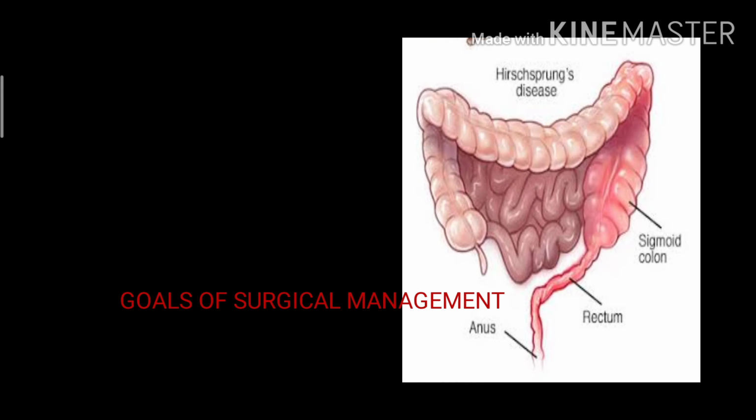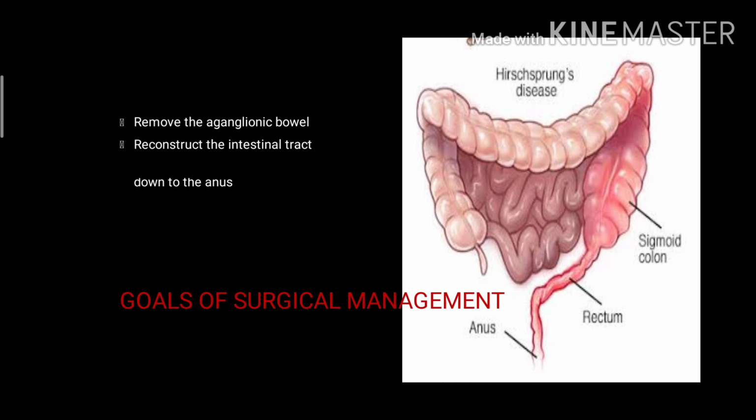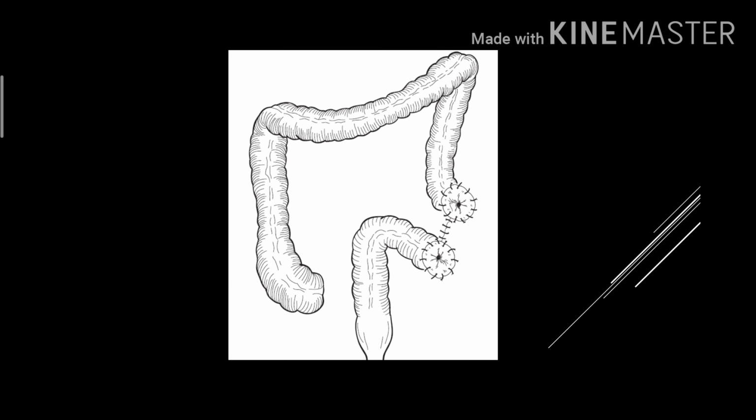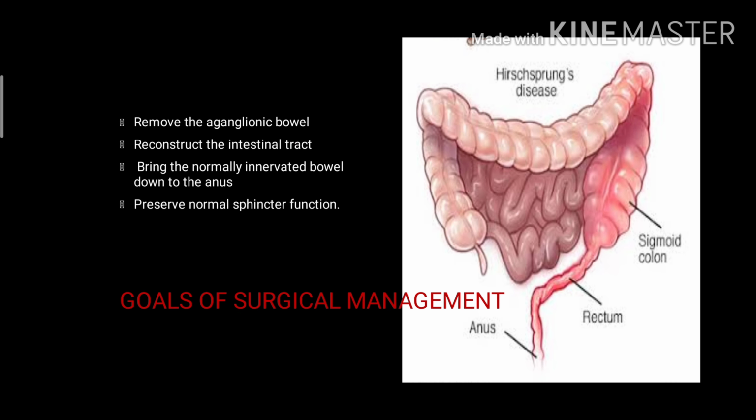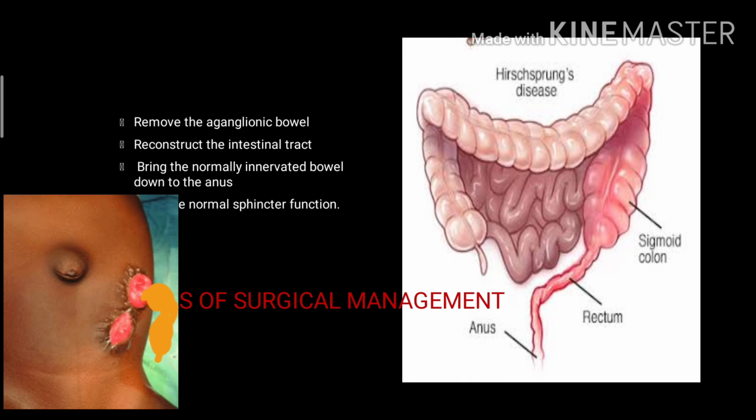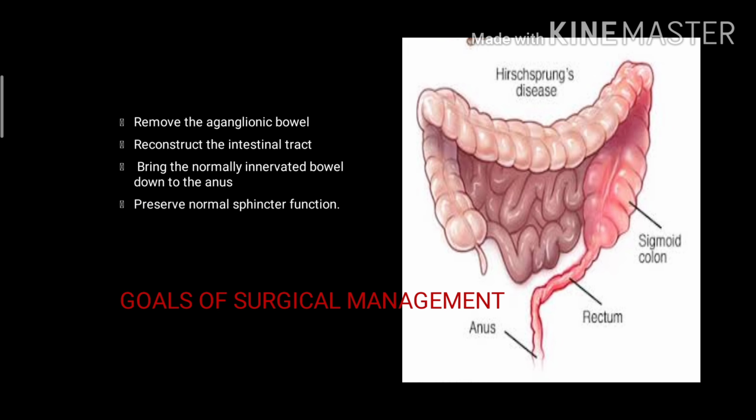We'll come to it. Now coming to the surgical management. What are the goals of our surgical management? One is to remove the aganglionic bowel, to reconstruct the intestinal tract, to bring the normally innervated bowel to the anus, and to preserve the normal sphincter function. We do this in two stages. One, we remove the aganglionic segment and decompress the bowel in our colostomy. Make sure that that bowel is functioning properly, there is no obstruction, and it is ganglionic after definitive pathological staining.